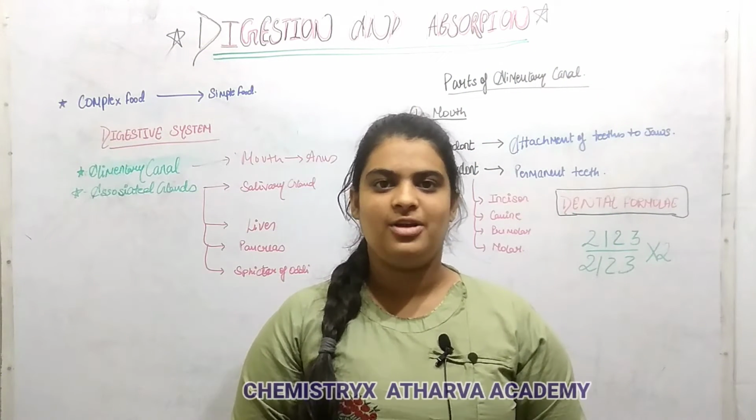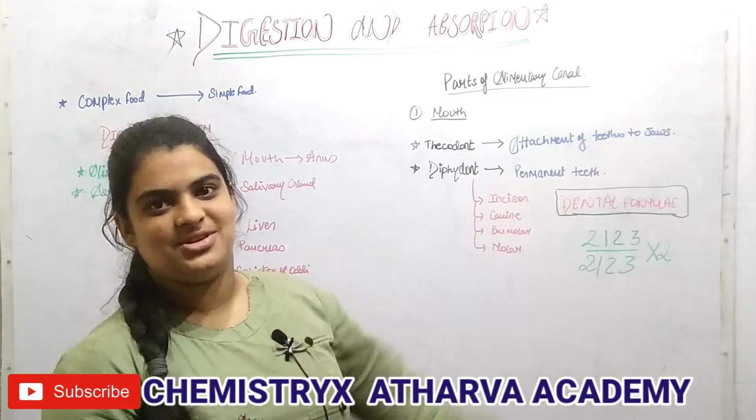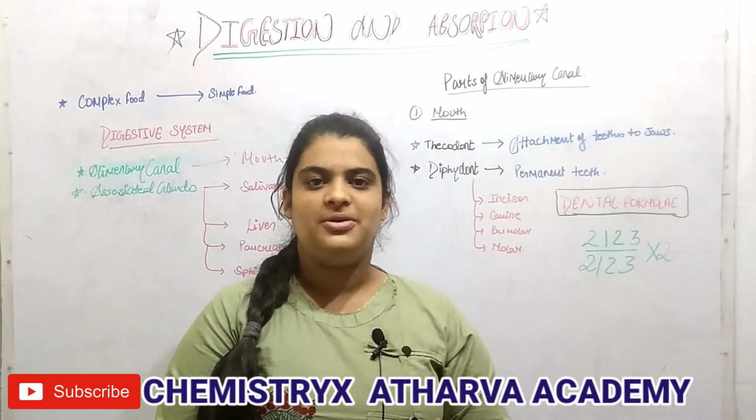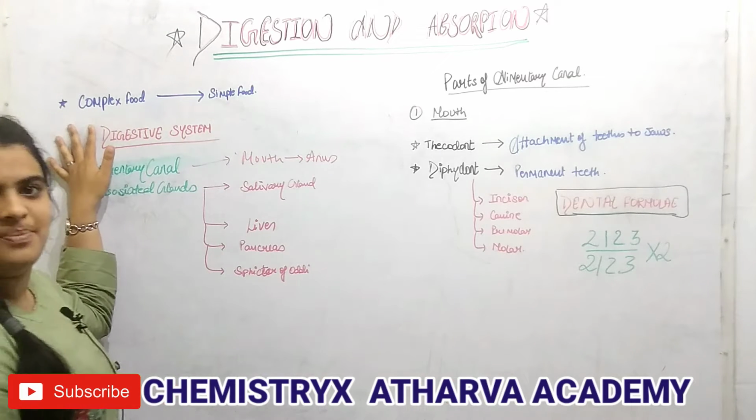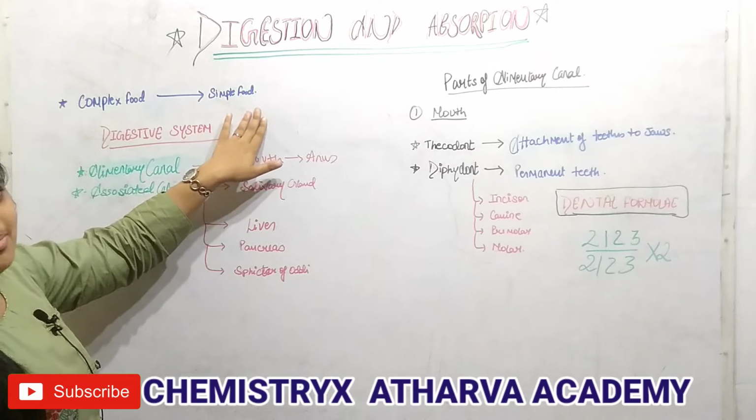About the chapter of biology, digestion and absorption. So first of all, we are going to talk about what is digestion. Digestion is a process in which complex food material is changed into simple food material.